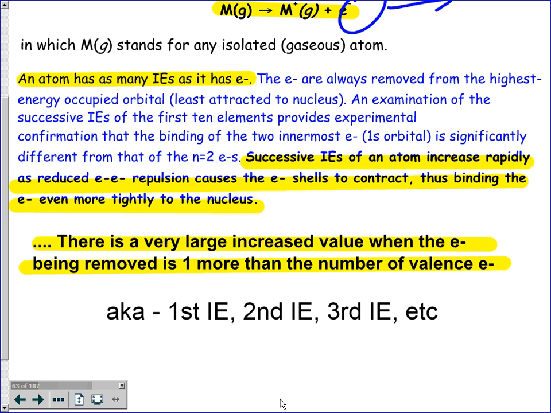So what you should know is that the successive IEs do get larger, and there's a reason why. As you take away electrons, let's use lithium again. 3 protons, and it's got 3 electrons, right? When you take away the first one, that's going to require some amount of energy. But when you take away the first one, the full outside energy level's gone away. So now we're talking about taking the second one and then the third one.